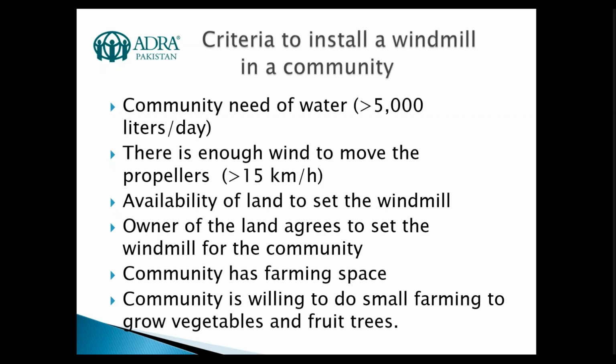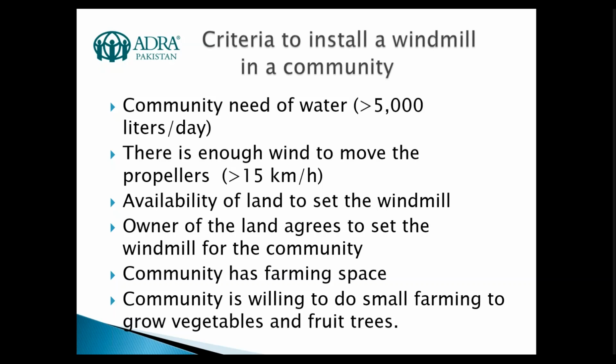The land is available for setting the windmills, and the owner of the land is allowing us to set the windmill for the community, not for their own use. The community has farming space. That land can be used for farming, and the community is willing to do farming. If they are not willing, we don't decide on setting one of them there. Those are the main criteria that we use in order to say, okay, in this community we will set a windmill.